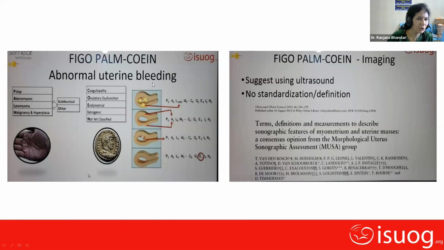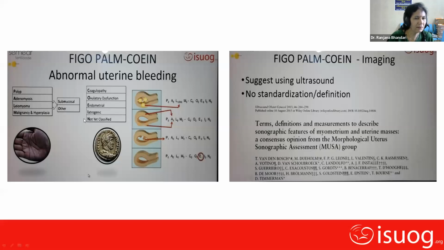What are the causes of abnormal uterine bleeding? You should remember them as the PALM-COEIN system. P is polyp, A is adenomyosis, L is leiomyoma, and M is malignancy and hyperplasia. Leiomyoma will consist of many, like submucosal and many others also, that we will be studying in the coming session. In the COEIN system, C is coagulopathy, O is ovulatory dysfunction, E is endometrial reasons, I is iatrogenic. For example, many times we are giving hormones and all, that also causes abnormal uterine bleeding.